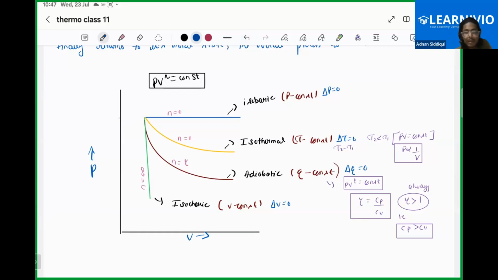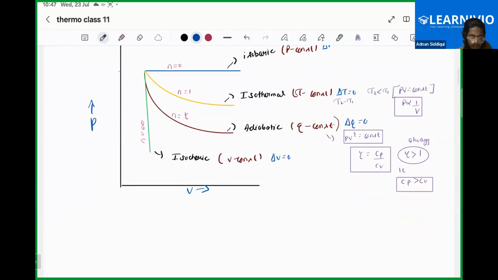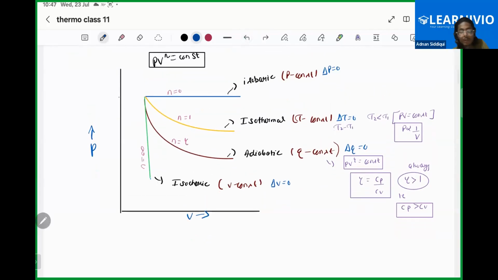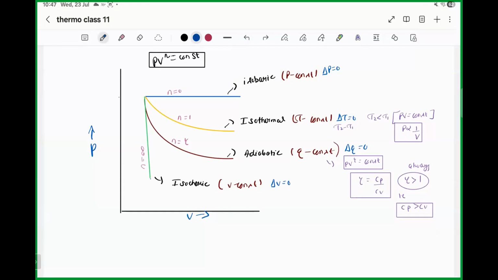And for isochoric, what do we have? Volume is constant, right? For isochoric, the volume is constant, so your curve is going to look like this. A volume has a specific number. But for isothermal, the temperature is constant, right? So your curve is going to look like this.